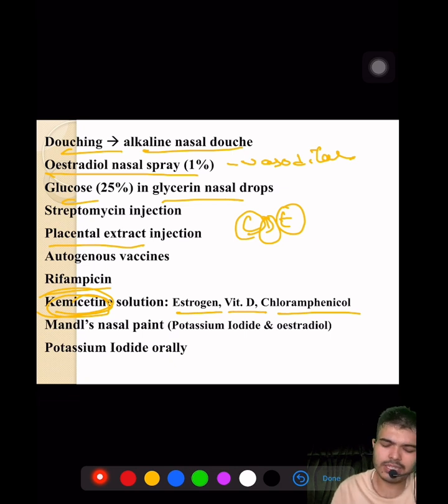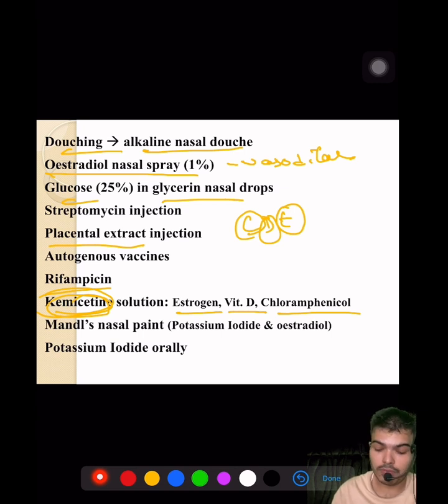Others, like streptomycin injection, you can give, because streptomycin was also used in the case of rhinoscleroma. You can give potassium iodide orally, and a disinfectant. Now, action of the placental extract: it has progesterone, which helps in hyperplasia of the nasal mucosa. Estrogen helps in vasodilation. That was the major important part.